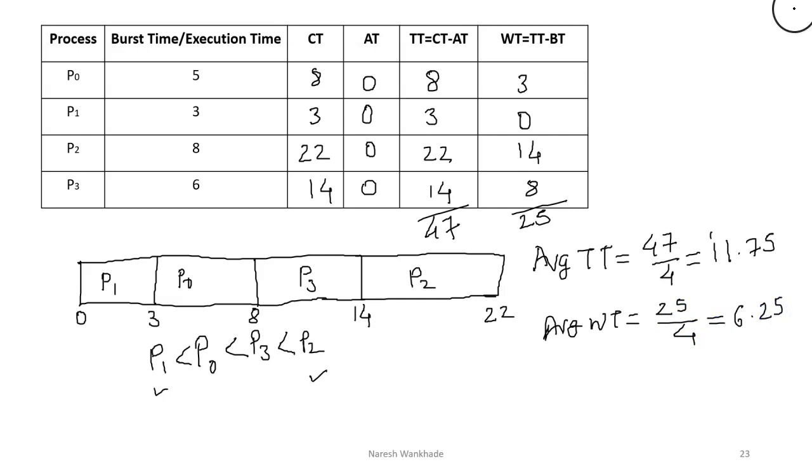You can try this same problem by taking arrival times 0, 1, 2, 3. That means process P0 arrives at 0, P1 arrives at 1, P2 arrives at 2, and P3 arrives at 3, as we have taken in the previous videos.